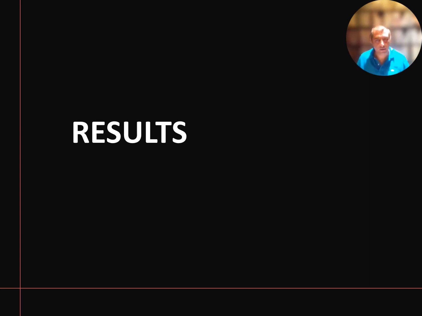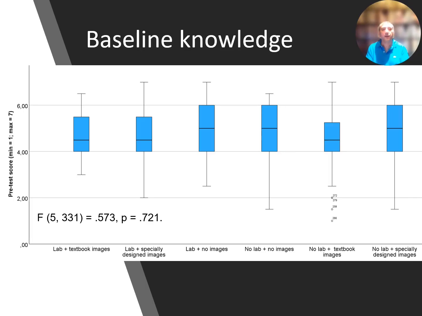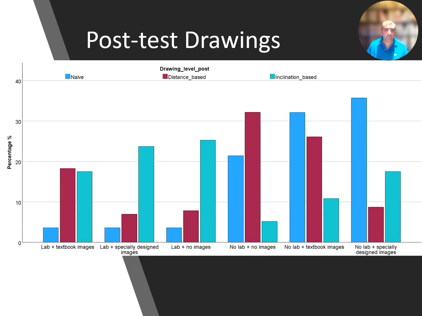Here are some of our results. As expected, the results of the ANOVA on the pre-test questionnaire scores show no significant difference between the six groups, so the six groups were more or less equivalent in their knowledge about seasons.